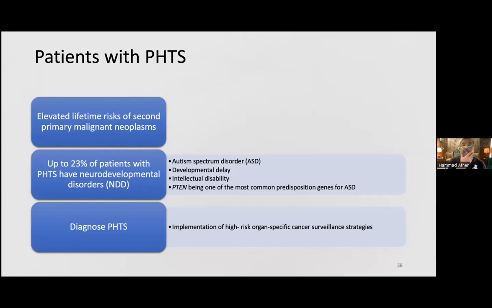these patients with PTEN mutation have a high risk of developing malignant neoplasms. They also have various mental conditions, and this includes autism spectrum disorder, developmental delays, intellectual disability, and PTEN is considered as one of the risk factors for development of ASD, which is autism spectrum disorder. So these are neurodevelopmental disorders, which also result from PTEN mutation.